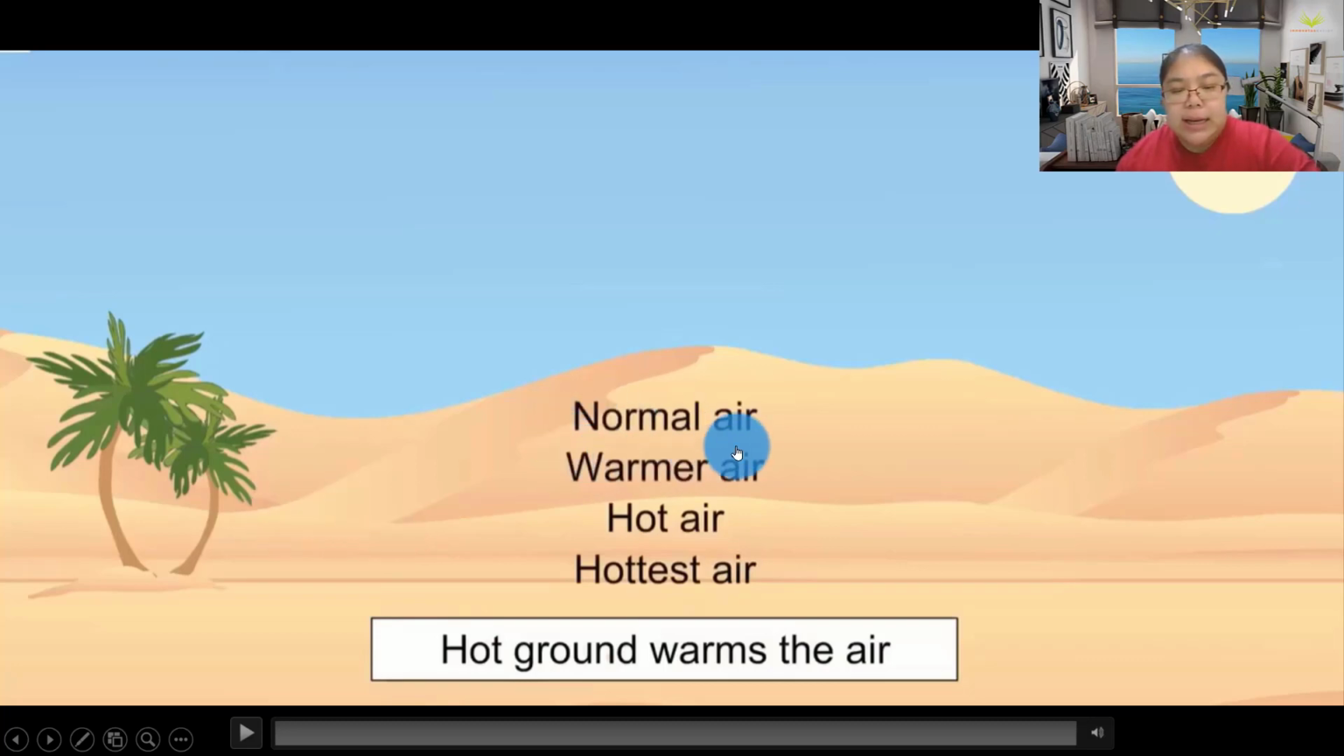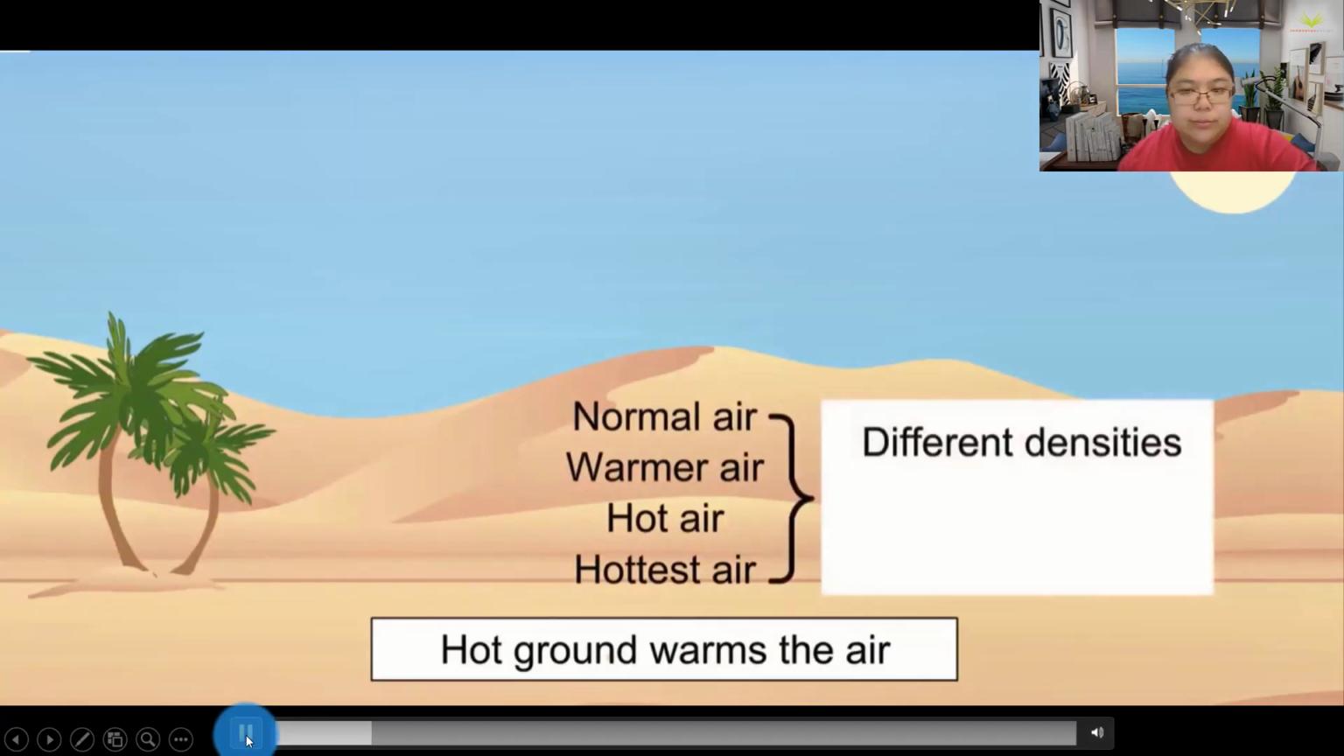Okay, we see the layers of the air: normal air, warmer air. Near the lower part is the hottest air, so the hottest air should have the least density. Normal air is a little bit higher. Now we see how they travel. So they explain for you: different density means a different medium.